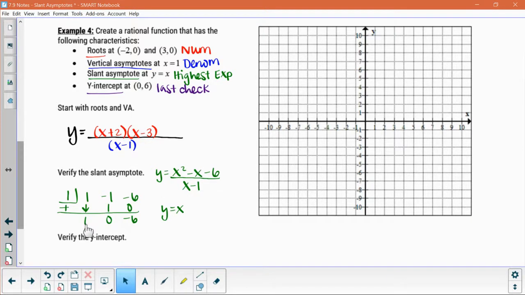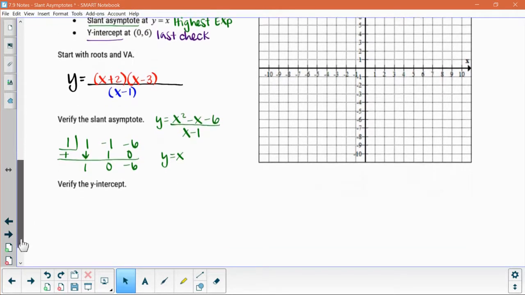Bring down my first number, which is 1. 1 times 1 is 1. 1 plus -1 is 0. 1 times 0 is 0. -6 plus 0 is -6. Remember, this last number is our remainder. So it does work out that I end up with the slant asymptote of y equals x.